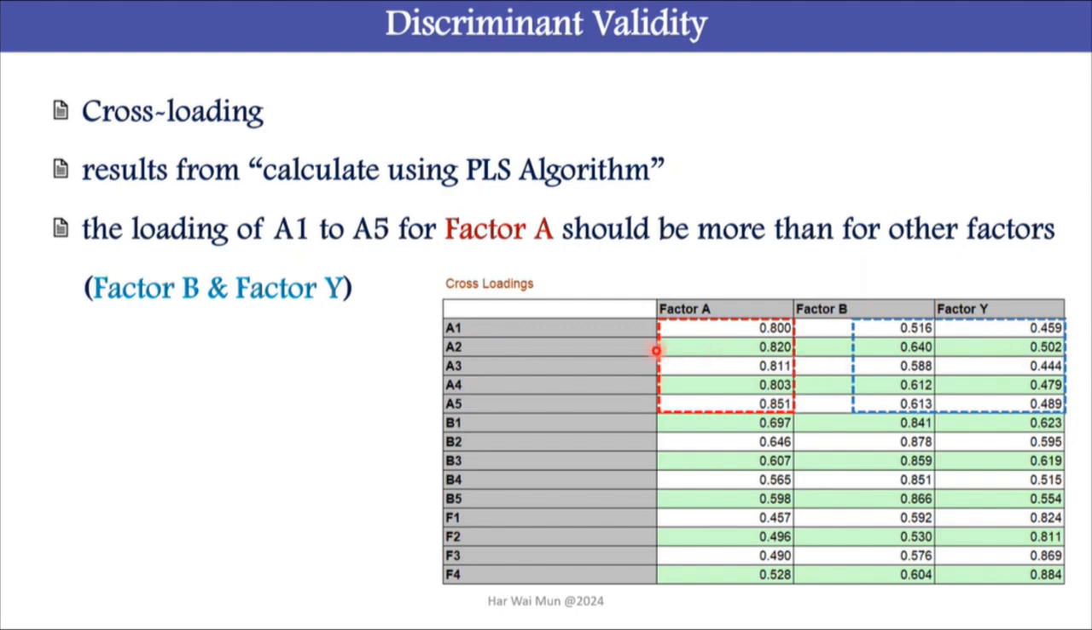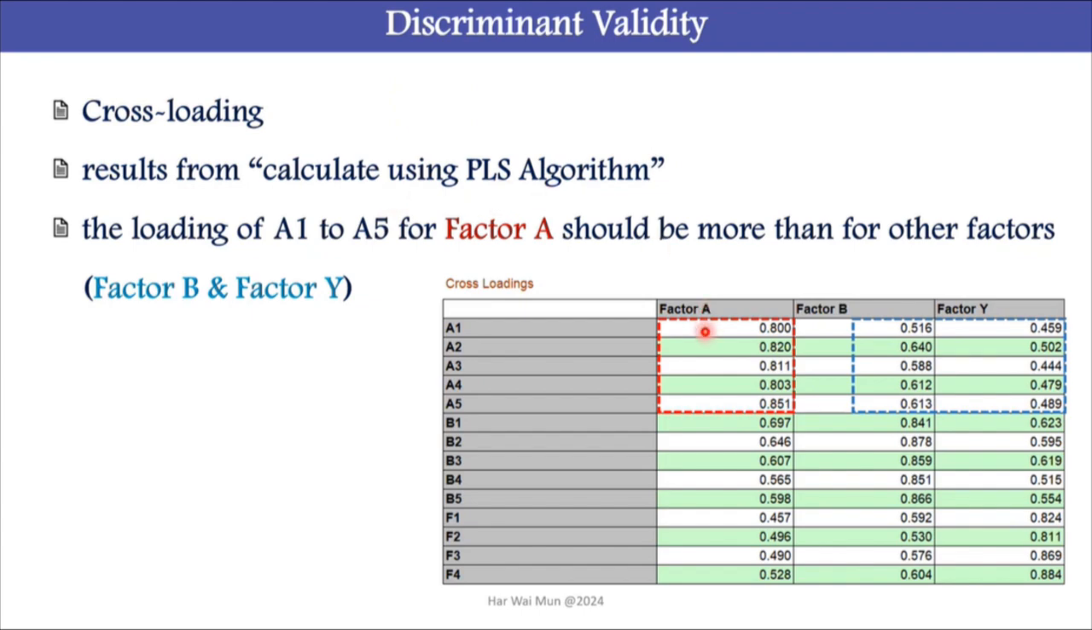If your cross-loading for one of A1 to A5 on factor B is higher than on A, let's say A2, that means you thought this question A2 was to measure factor A, but incidentally, or due to some technical problem, this question A2 seems to be more suitable to measure factor B because this cross-loading is higher. So in this case, something is wrong somewhere, right? Therefore, one of the discriminant validity checks is cross-loading, and you can get the result from the Excel file that you download using calculate with the PLS algorithm.